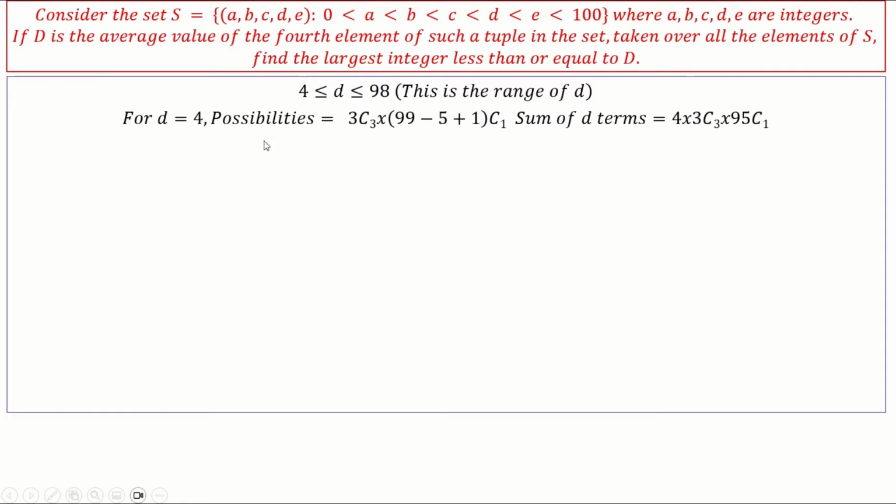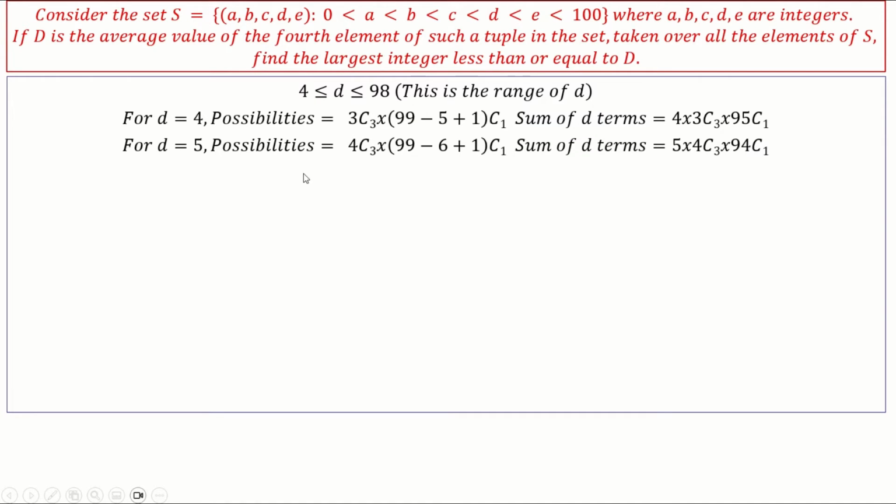And then if D equal to 4, A, B, C are 1, 2, 3, obviously there is no other option. So 3C3 into, E can be anything from 5 to 99, correct? So how many options do you have? 99 minus 5 plus 1, that is C1. So that many options are there with D equal to 4. And the sum of the terms will be that many numbers into 4. So that many times 4 will be there, right? So this is the one.